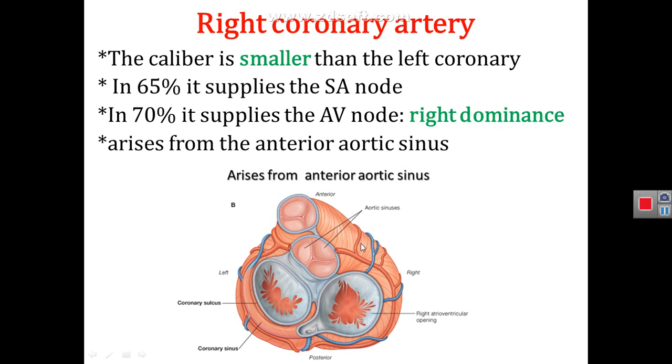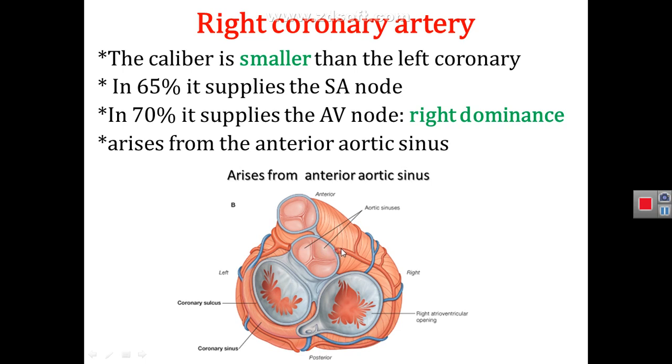The details of the coronary artery include the following. First, we will start with the anatomy of the right coronary artery. The right coronary artery is smaller in size or in caliber compared to the left coronary artery, and I think the figure shows that also. This is the left coronary, which is larger than the right.